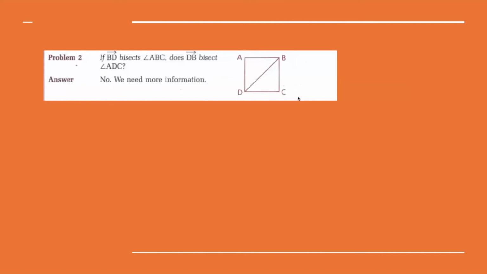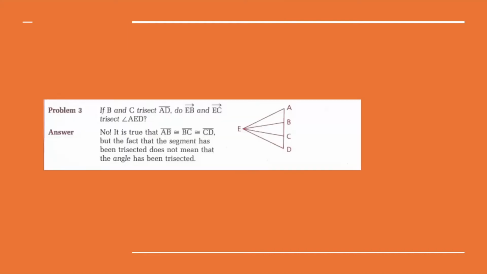Problem 2. If ray BD bisects angle ABC, does ray DB bisect angle ADC? And the answer is no. We need more information because it never actually tells us that any of these angles that we are bisecting are congruent. Therefore, we cannot conclude that ray DB bisects the angle.